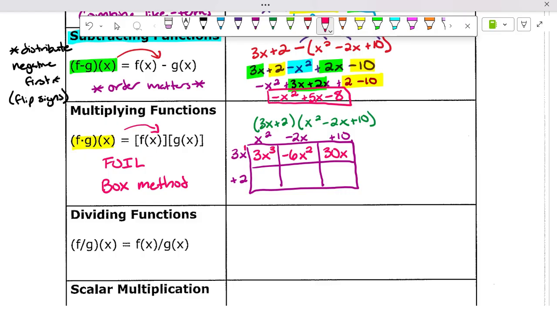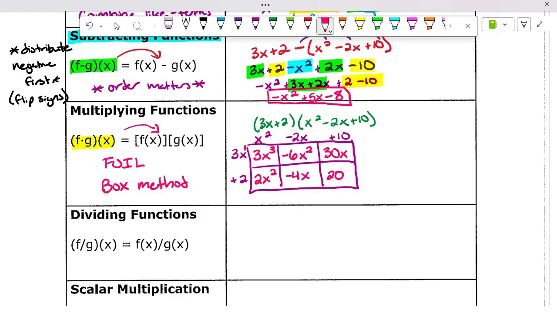Next row, x squared and the 2. So what's 2 times x squared? 2x squared. There's no x on the 2, so all you're doing is multiplying the coefficients, then slapping on the x squared. Technically we're doing 2 times 1 and then slapping on the x squared. So what's 2 times negative 2 for the next one? Negative 4. And since the 2 doesn't have an x, we're just going to slap it on at the end. It'll be negative 4x. And then lastly, the last one's an easy multiplication. There's no variables or anything. So it's 2 times 10? 20.